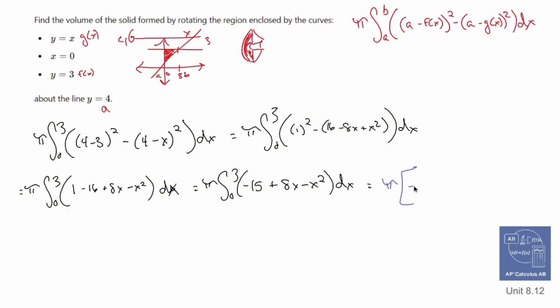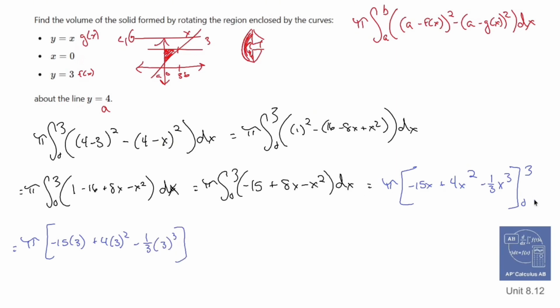The integral of negative 15 is negative 15x plus that'll be 1/2, so 4x squared. And that'll just be minus regular 1/3 x cubed with limits at 0 and 3. Let's plug in 3. Pi times negative 15 times 3 plus 4 times 3 squared minus 1/3 times 3 cubed. If I plug in 0, I get 0 plus 0 minus 0 times pi, which is 0, so you get 0. Pi still lives on the outside.